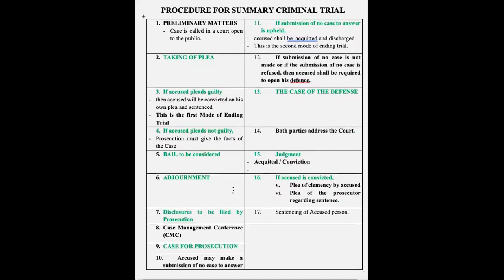After that, if the accused is convicted, then there shall be a plea of clemency. After the plea of clemency, the prosecution will also have their say regarding the plea of clemency. Then after that stage, when the court hears the plea of clemency, the next thing is for the sentencing to be passed.